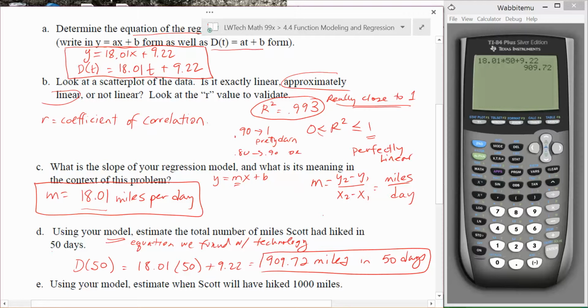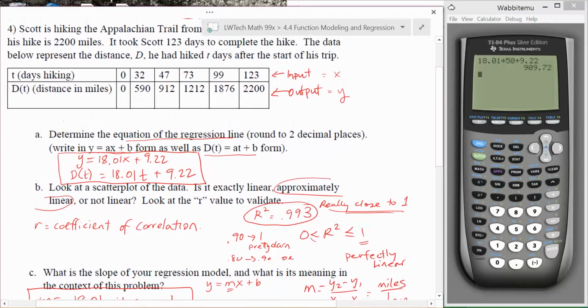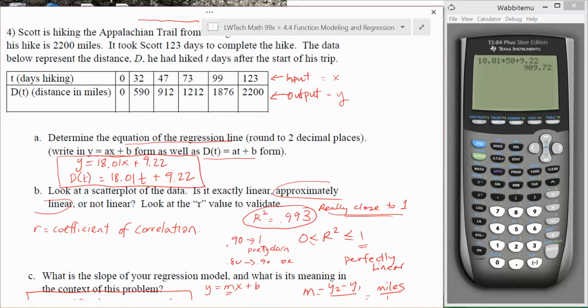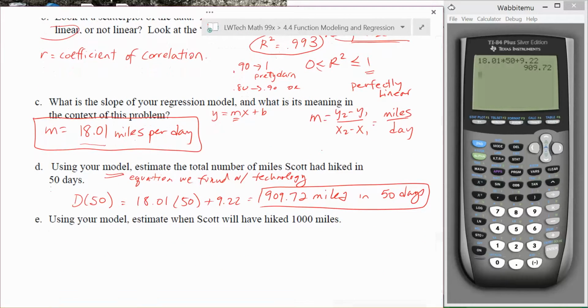Let's see how well that, according to our model, matches with what we have up here. 909 miles in 50 days is a little bit less than how much he traveled in 47. So he was hiking a little bit fast up front and kind of slowed down a little bit towards the end, which I guess only makes sense. He probably got kind of tired.